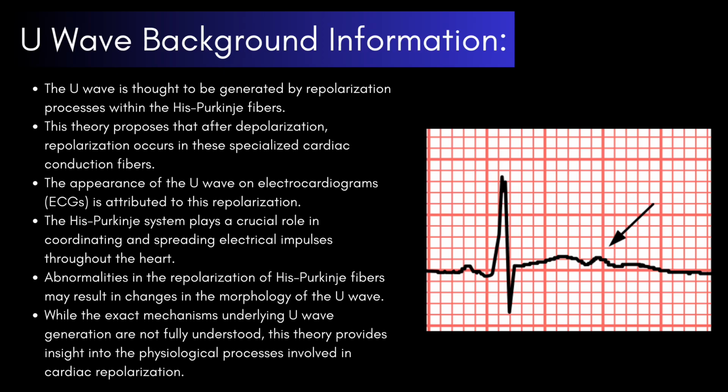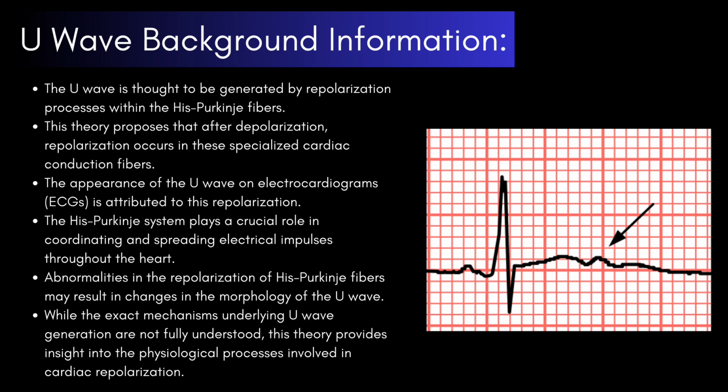So today I'll be mainly focusing on the U wave. The U wave is thought to be generated by repolarization processes within the His-Purkinje fibers. This theory proposes that after depolarization, repolarization occurs in these specialized cardiac conduction fibers. The appearance of the U wave on electrocardiograms, ECGs, is attributed to this repolarization. The His-Purkinje system plays a crucial role in coordinating and spreading electrical impulses throughout the heart.